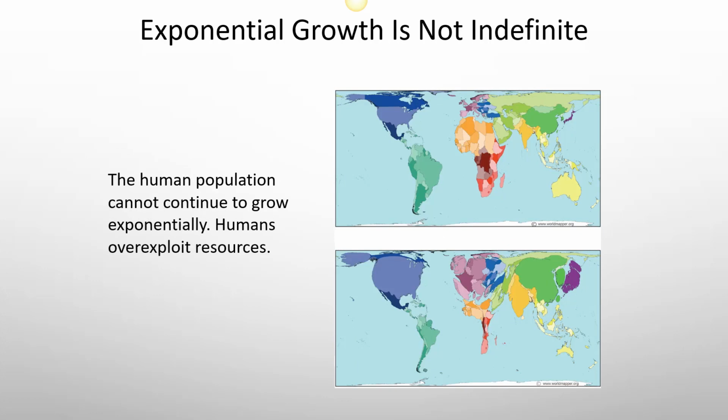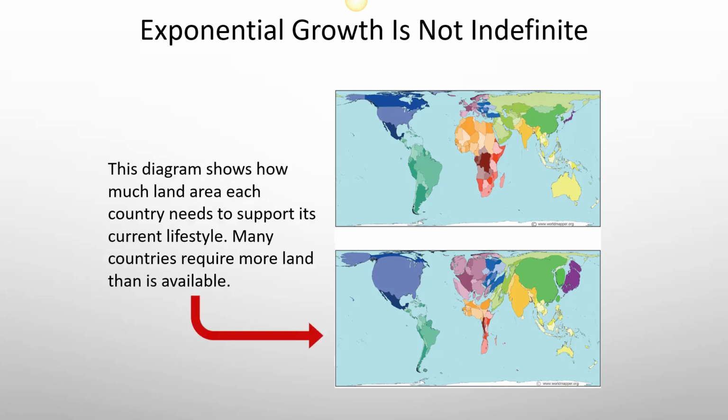The human population cannot continue to grow exponentially. Humans overexploit resources. If you look at this diagram here, you can see how many resources are actually utilized by the different countries. The United States is way overutilizing its resources. Certain parts of Europe are way overutilizing their resources. And Asia and Japan, look at that. Australia is doing pretty good. But if you look at Asia and so forth, you can see how resources are being overutilized.